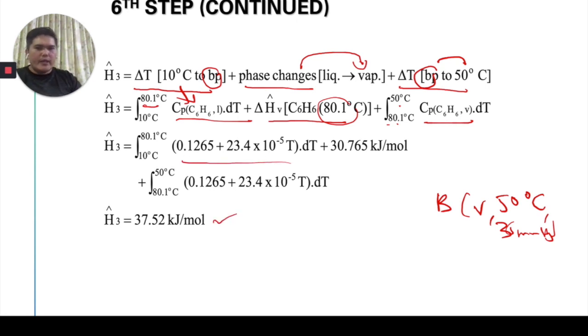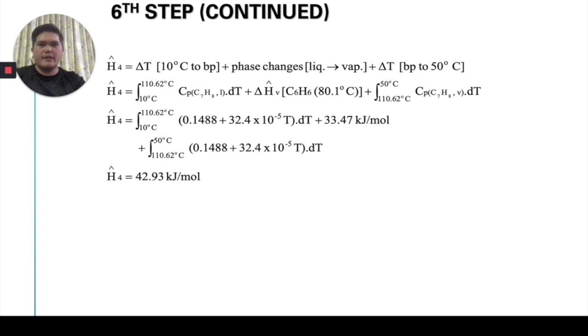Then you'll be able to determine your delta H3. You can repeat a similar procedure for toluene, except that the temperature change is now from 10 degrees Celsius to the boiling point of toluene. Here the boiling point of toluene is 110.62, and with a similar procedure you should be able to get all the necessary values from table B2. Remember that this is CpdT for liquid and this is CpdT for vapor. When you substitute everything, you'll be able to get your delta H4.